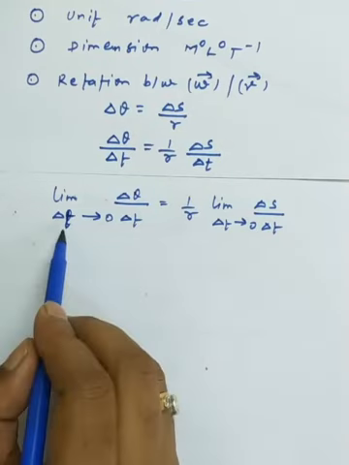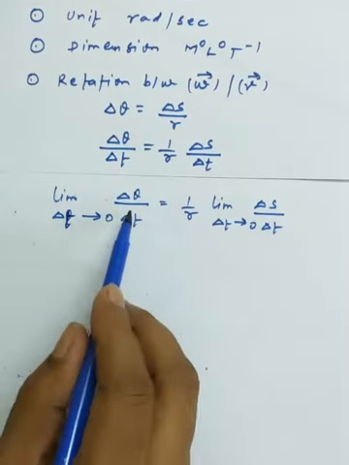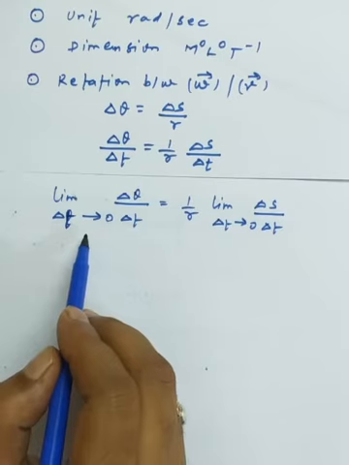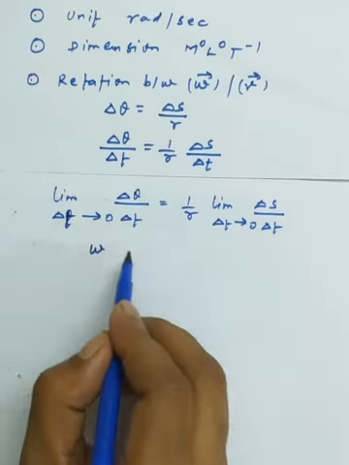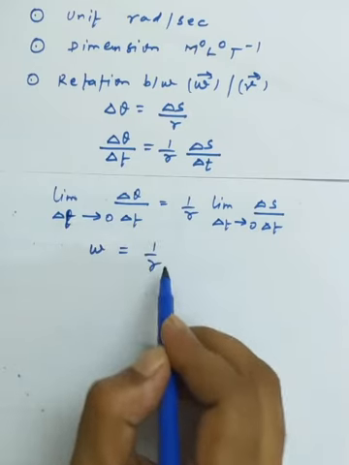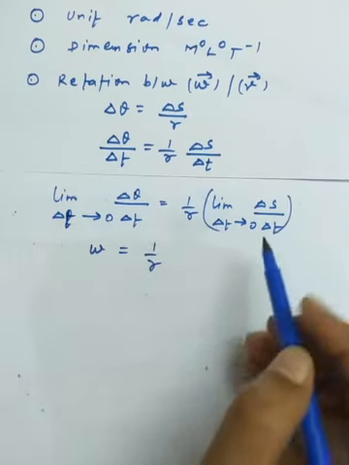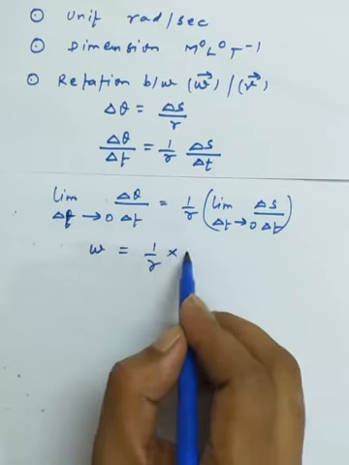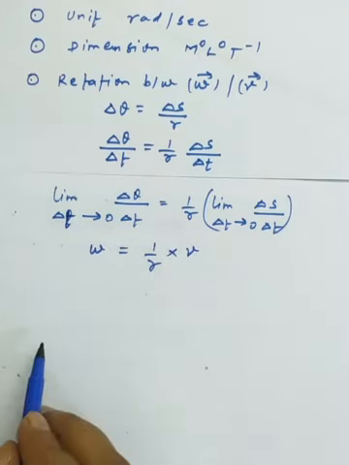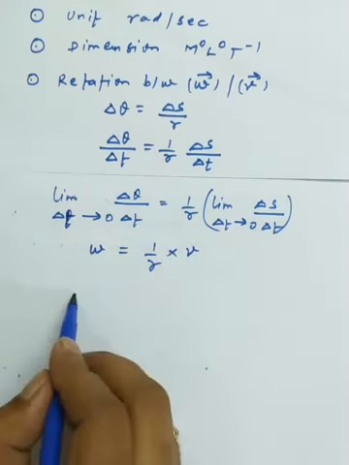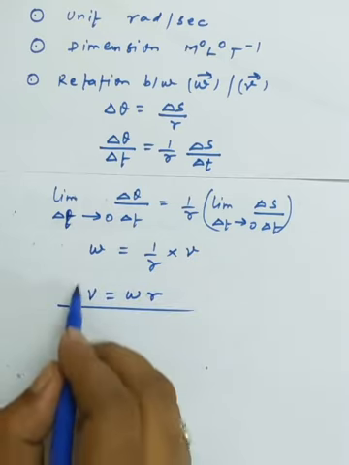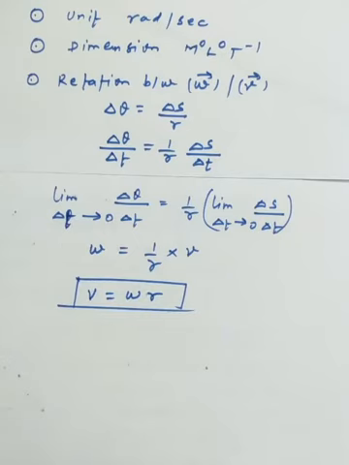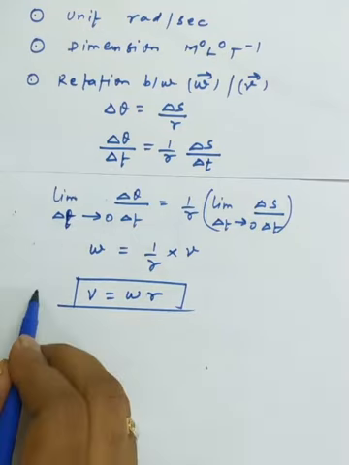Now I am approaching a limit, that is the limit value of the average angular velocity. So this one is omega, 1 upon r is there, and this portion we regard as the linear velocity. So we get omega is equal to 1 upon r into v. As we are writing it, we should write that v is equal to omega r. It's the simplest relation in scalar form, v is equal to omega r.